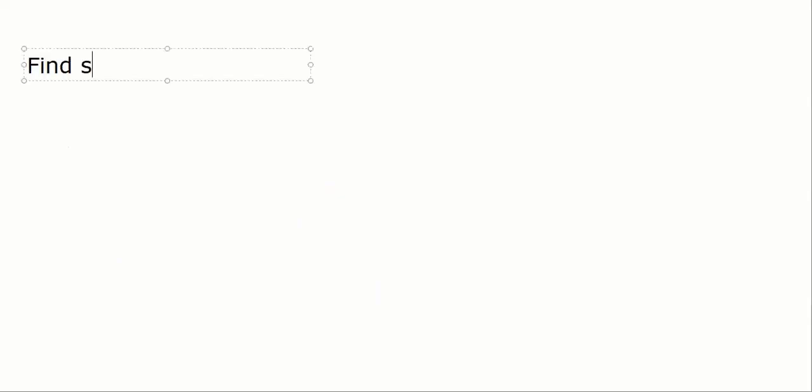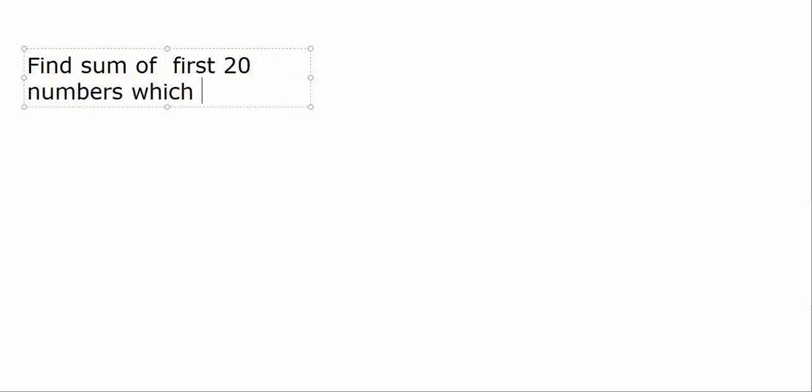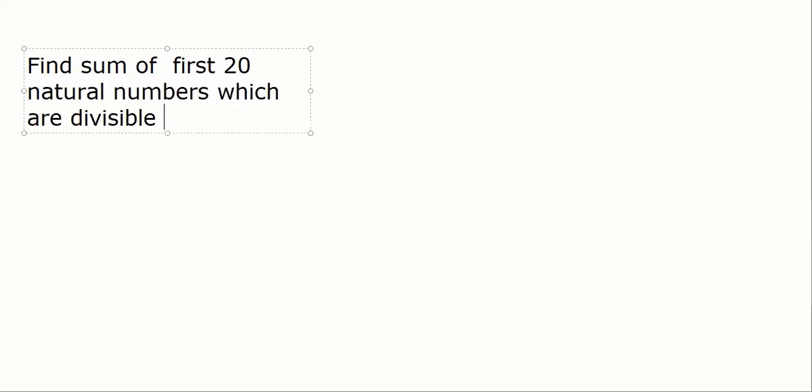Find the sum of the first 20 natural numbers which are divisible by 7. Try, everyone. Let's see who does it. Find the sum of first 20 natural numbers which are divisible by 7.